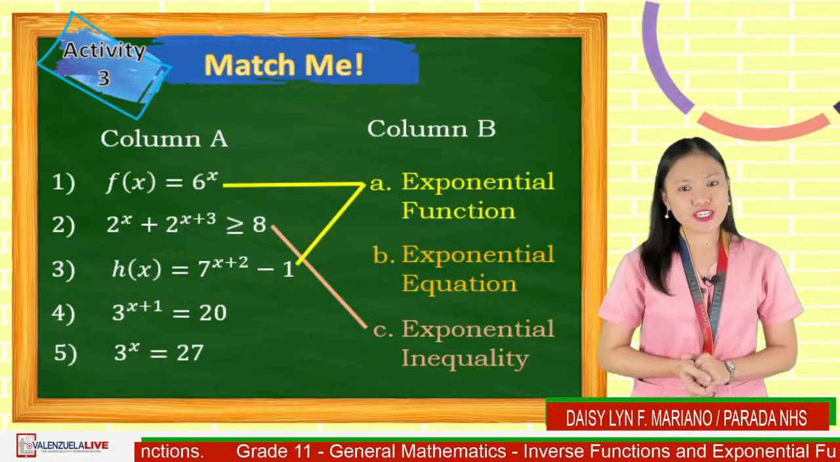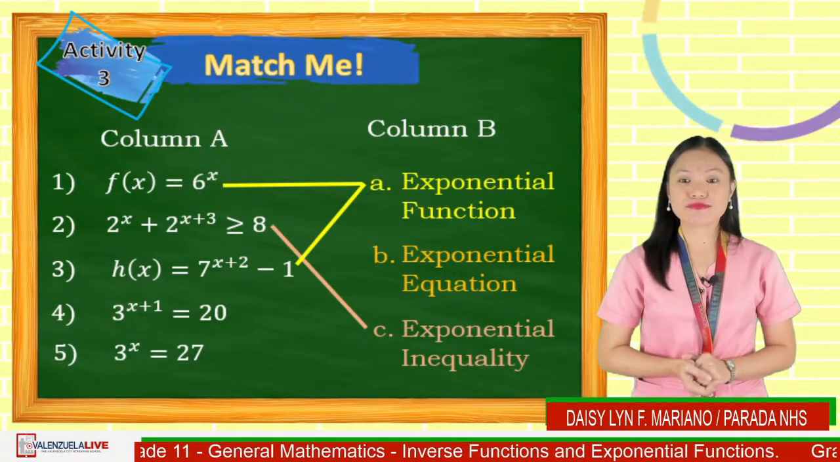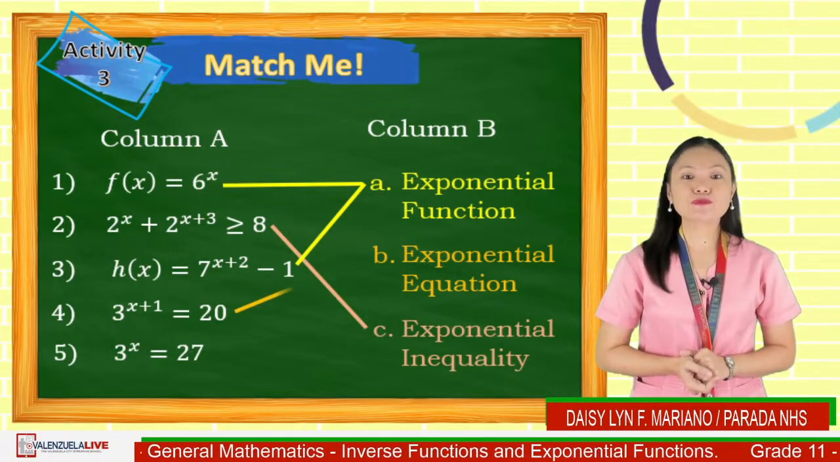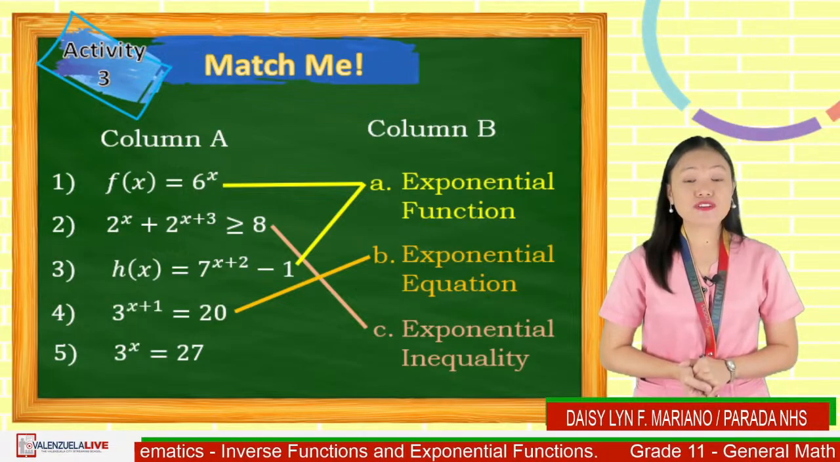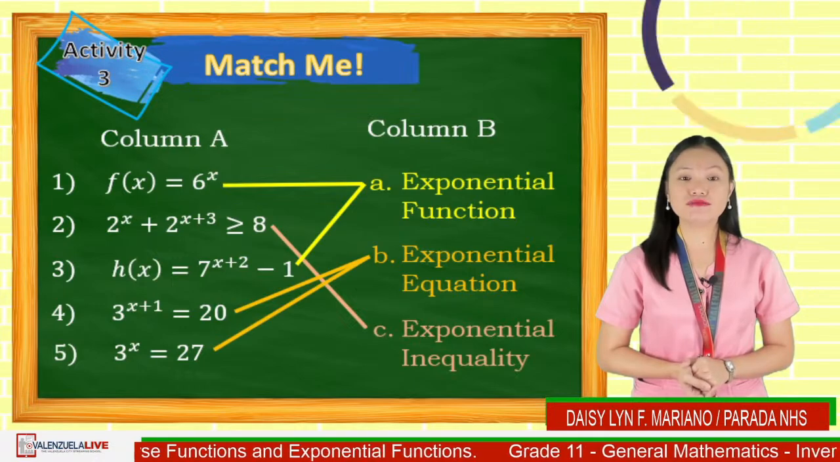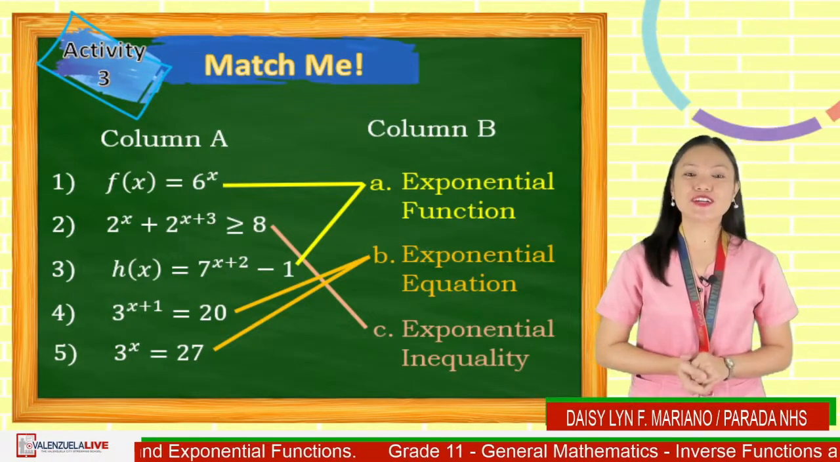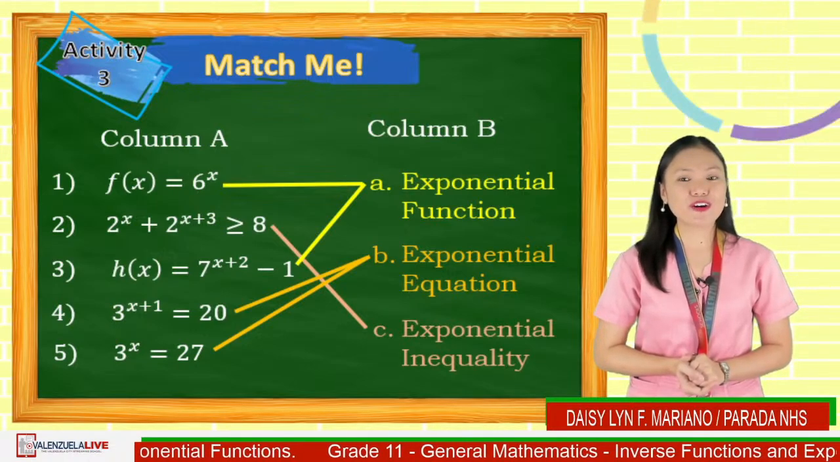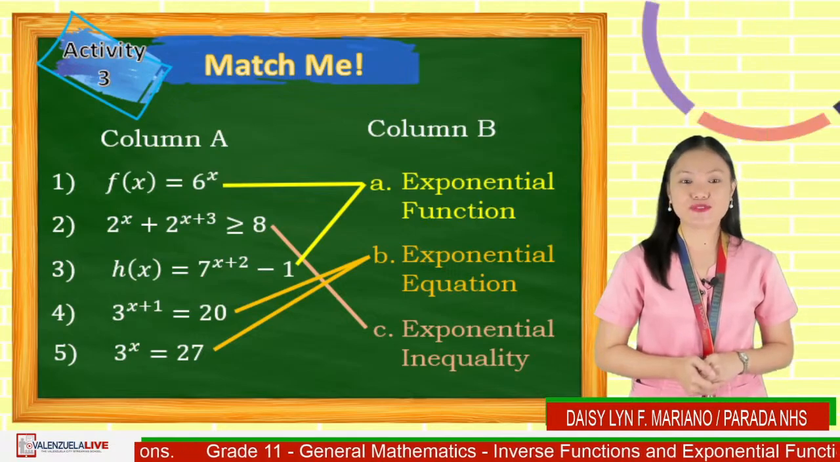What is your answer in 3 raised to x plus 1 is equal to 20? Very good. B, exponential equation. Did you match 3 raised to x is equal to 27 to B, exponential equation? That is great. That's it, grade 11. What is your score? I am happy that you made it to our last activity.